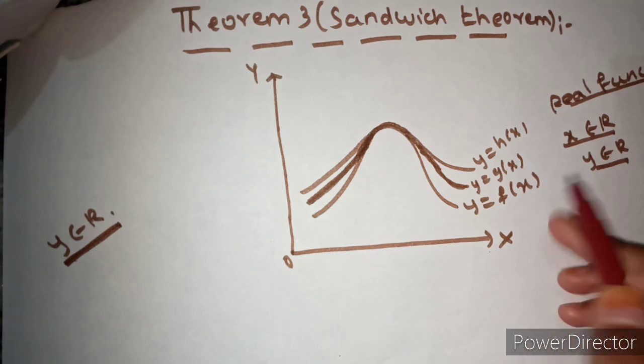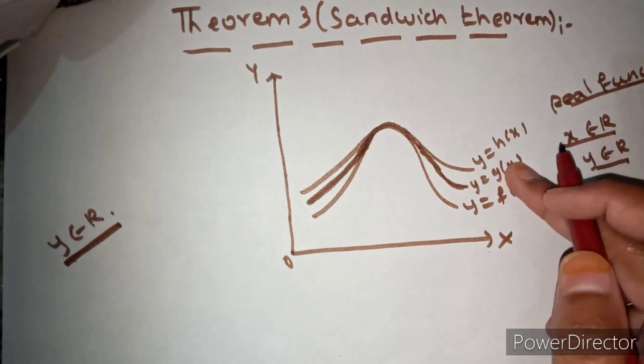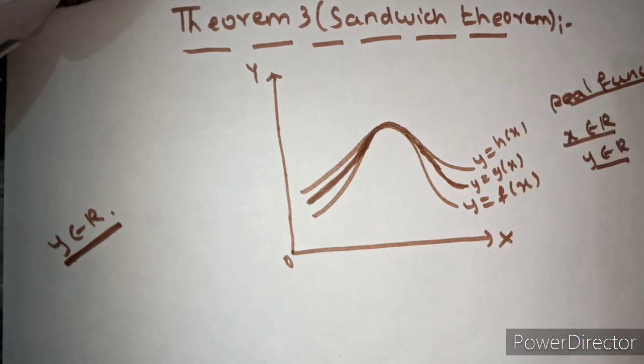For example, if I take 0, 1, 2 here, 0, 1, 2 here, 0, 1, 2 here, and 1, minus 1 here also, 1, minus 1 here also. I am taking 3 real functions, y is equal to f of x, g of x, h of x, with the same domain. This is the condition.